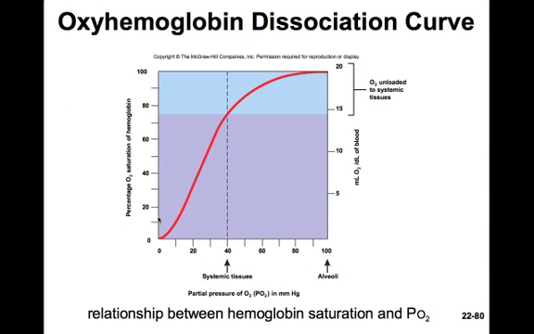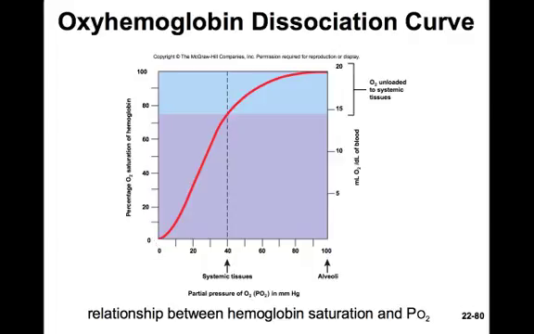The oxyhemoglobin dissociation curve describes the relationship between hemoglobin saturation and the partial pressure of oxygen. As hemoglobin passes through the alveolar capillaries, where the partial pressure of oxygen is high, hemoglobin becomes saturated. As it passes through the capillaries in the tissues, where the partial pressure of oxygen is lower, oxygen will dissociate from the hemoglobin. We lose about 22% of the oxygen carried by hemoglobin at the tissues.